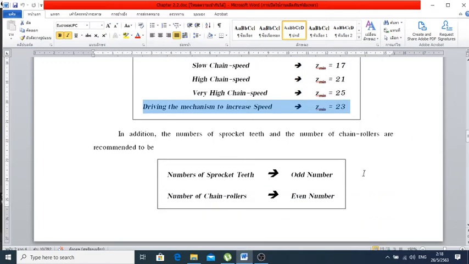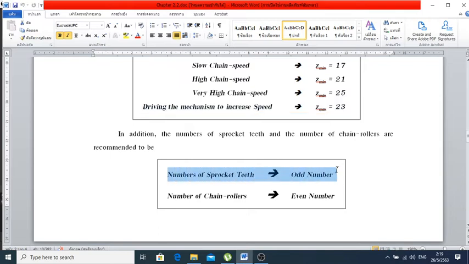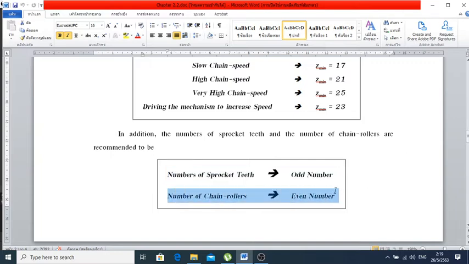Another important thing, to make wear and tear more uniform, the number of sprocket teeth is going to be an odd number, and the chain rollers should be even, to make good contact in the front and in the rear respectively.